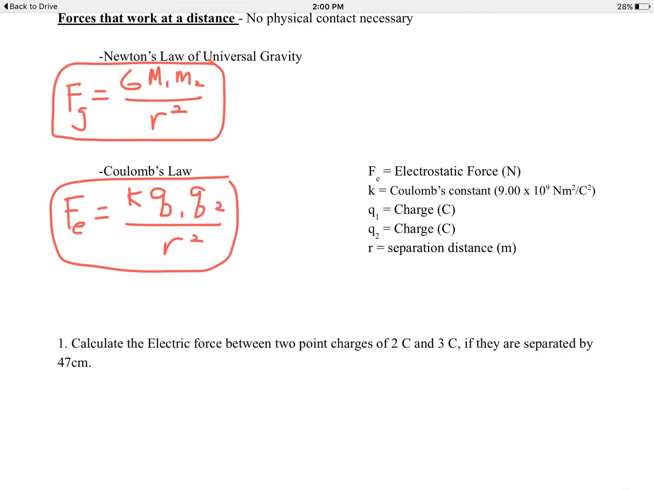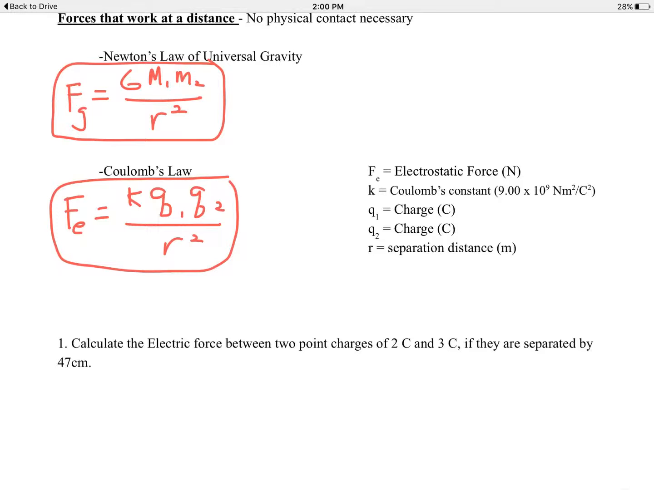Here we have K instead of G for the electric force. K is what's called Coulomb's constant. It will be given to you as 9 times 10 to the 9th newton meter squared per coulomb squared. Q now is a new symbol. It is the symbol for charge. The units for charge are capital C, so we've got to keep that straight. Q is the symbol for charge. C is the unit for charge, coulombs.